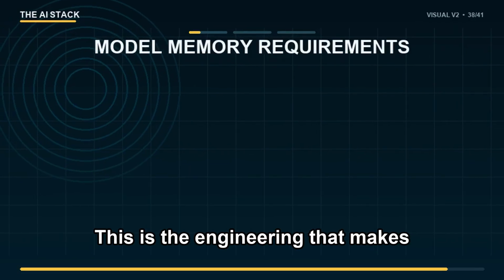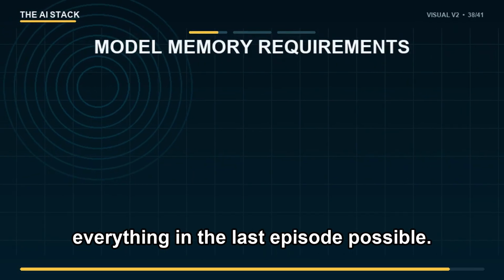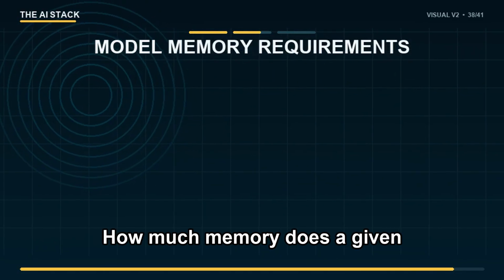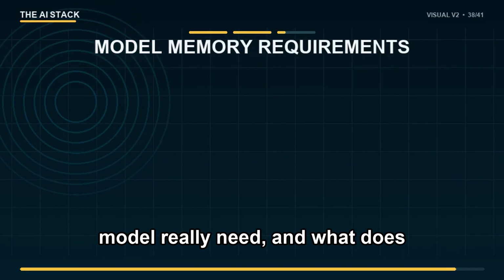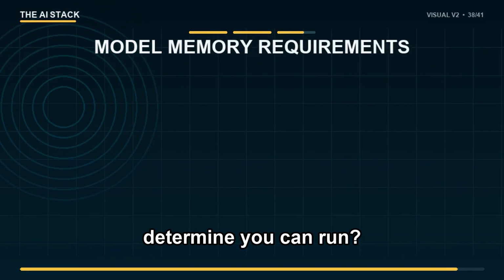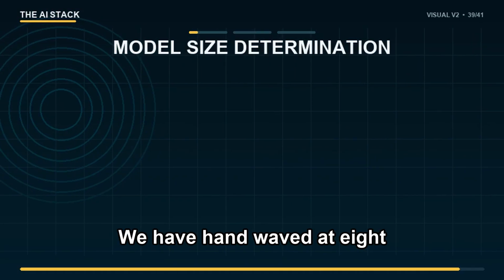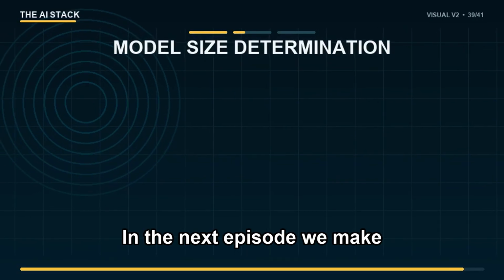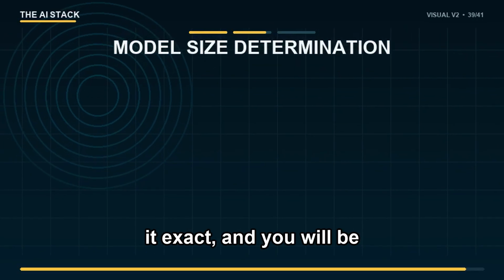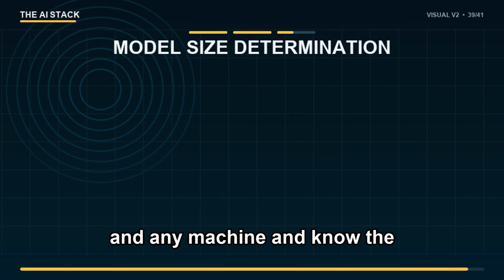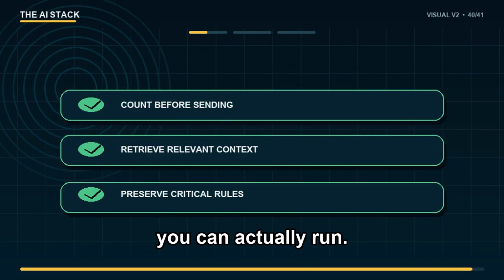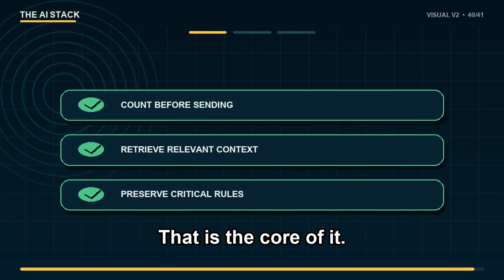This is the engineering that makes everything in the last episode possible. But we keep circling one number without nailing it down. How much memory does a given model really need, and what does your specific laptop or graphics card determine you can run? We have hand-waved at 8 GB and 16 and 32 long enough. In the next episode, we make it exact, and you will be able to look at any model and any machine and know the answer. VRAM, unified memory, and which models you can actually run. That is the core of it.